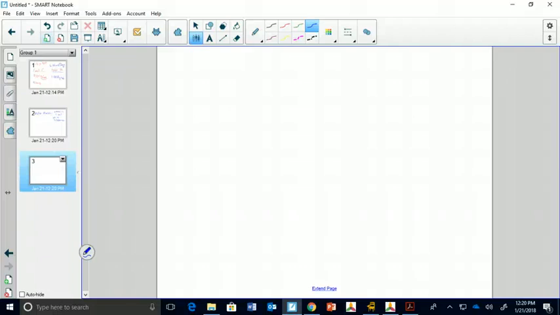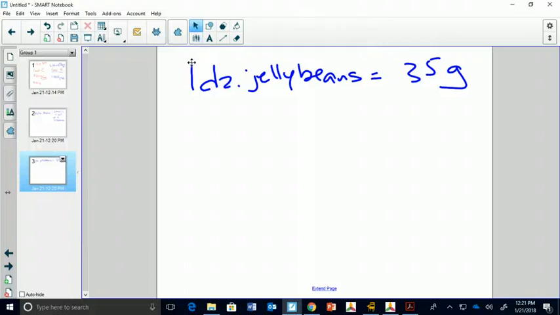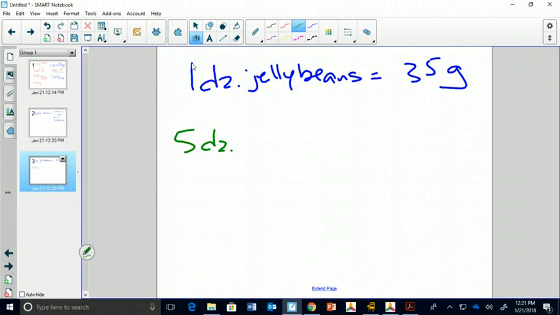Your textbook on page 327 gives an example of you buying a whole bunch of jelly beans and you don't want to actually count each individual jelly bean out. You instead find out that 1 dozen jelly beans has a certain mass. So the example they give you is that 1 dozen jelly beans equals a mass of 35 grams. So if a customer comes in and wants to buy 5 dozen of these jelly beans, I can use this conversion factor to find out what the mass should be.